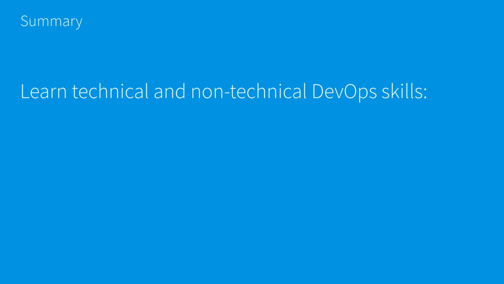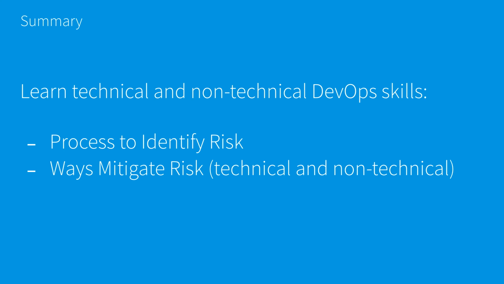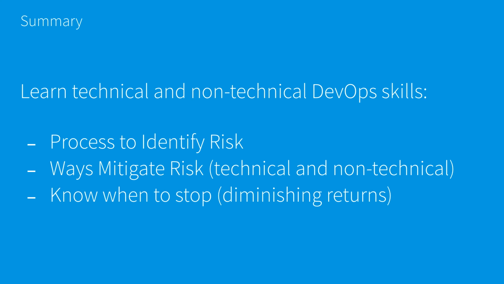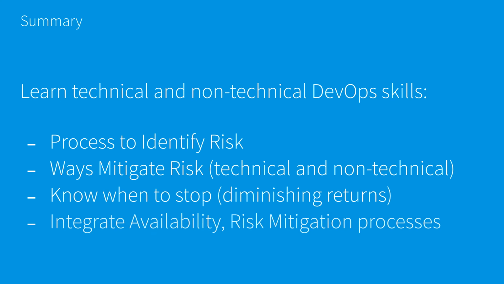So in summary, this course is going to teach us how to learn technical and non-technical DevOps skills. We're going to come up with a process to identify risk, discuss some ways to mitigate risk, both technical and non-technical, and we're going to know when to stop. That is, know when we are going too far and it no longer makes sense to spend time or money or effort on increasing availability because it costs more than it's worth. And we'll integrate availability and risk mitigation processes into our workflow because it'll become second nature to think about things this way.